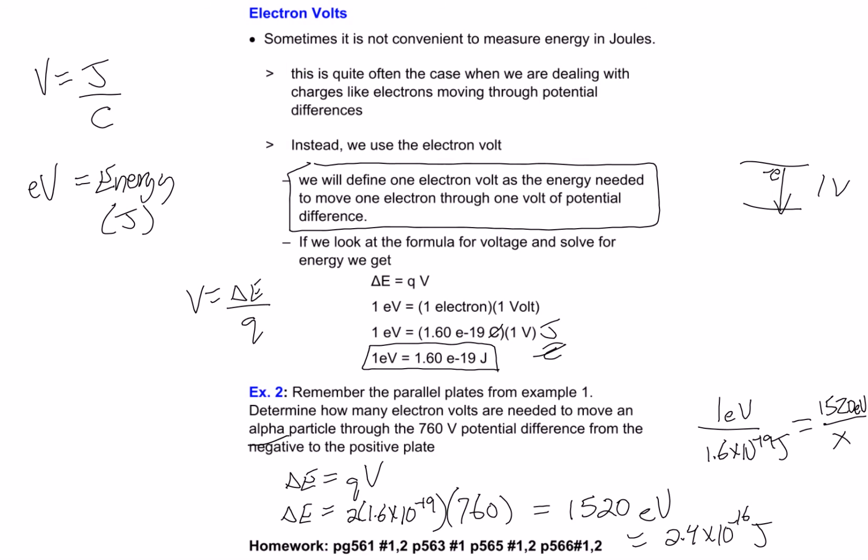So it's a pretty small amount. That's why we tend to switch to electron volts when we're dealing with really small charges. It just makes the calculations a little bit easier to work with.